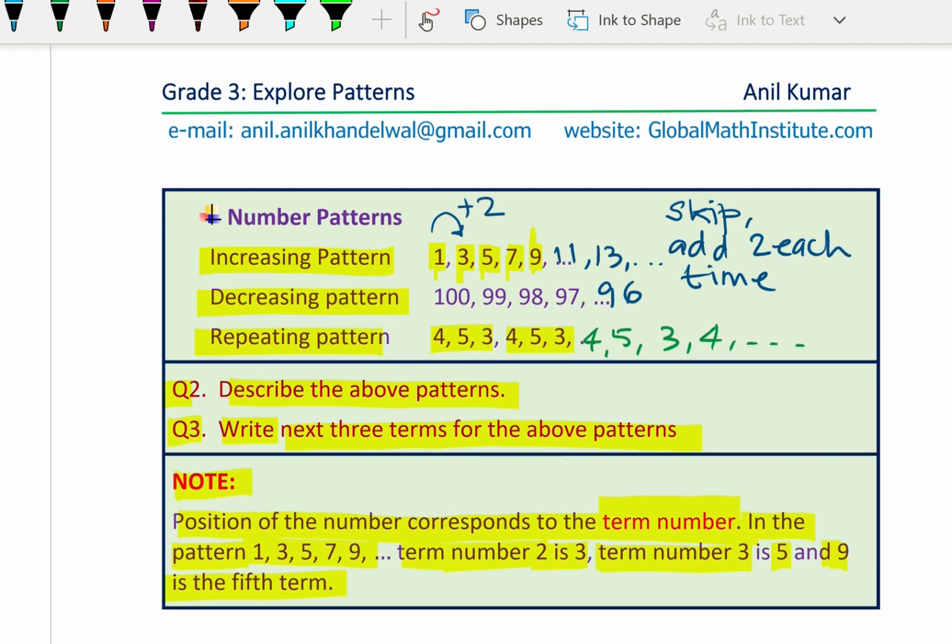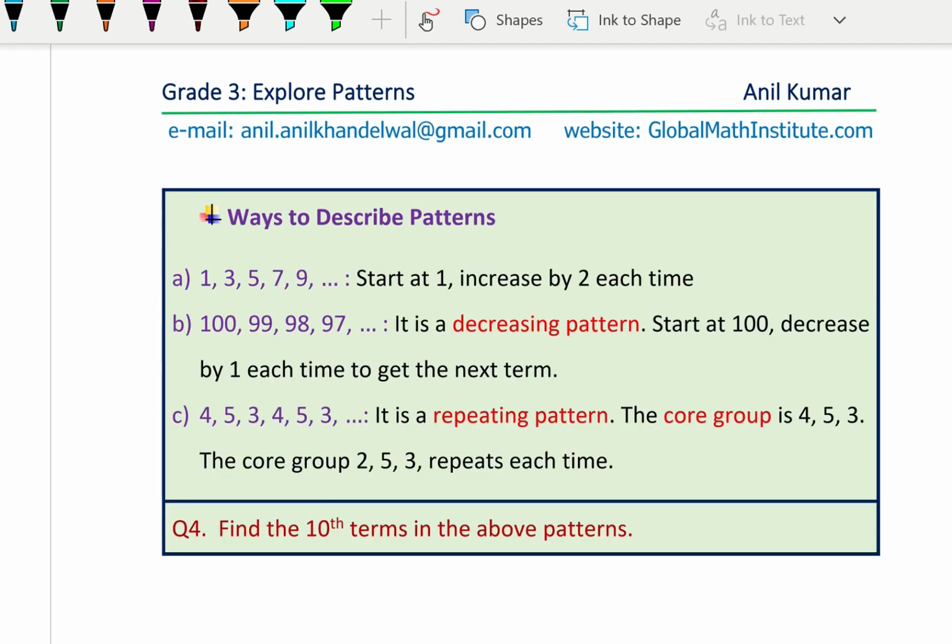Now, let us have solutions of our pattern rules. Here is how I have described these patterns. The first pattern which we looked into was 1, 3, 5, 7, 9. I can describe this as start at 1. It is very important to identify where you are starting. So you're starting at 1.